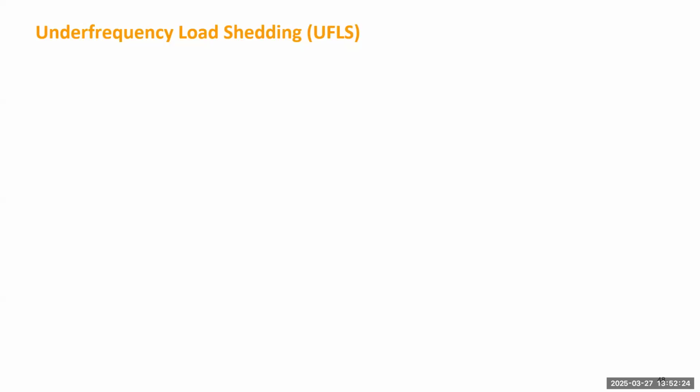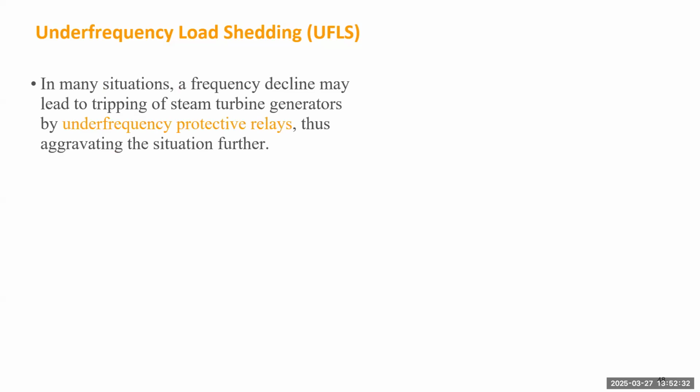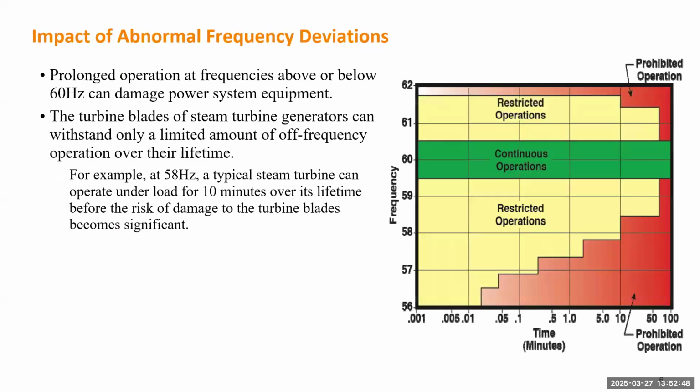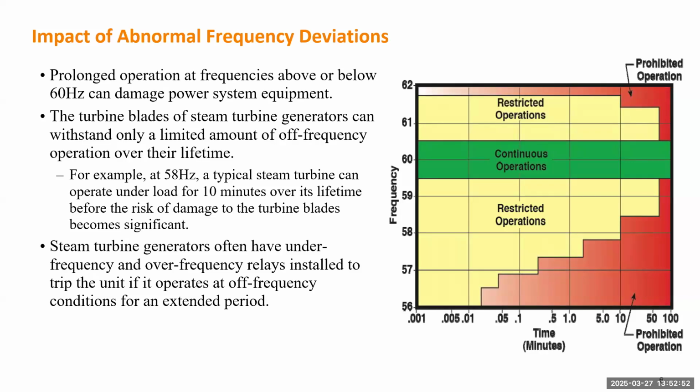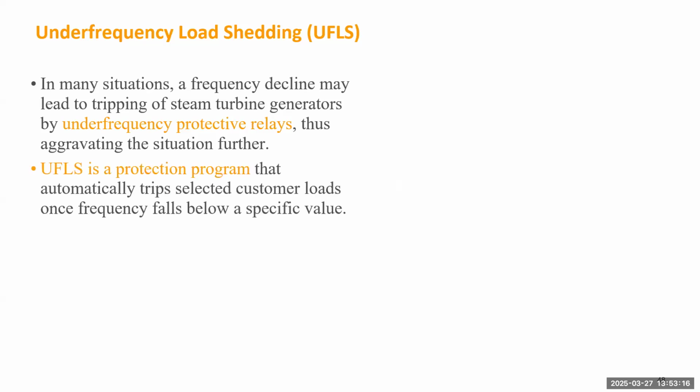So we have to introduce another way to regulate or control frequency, which is under frequency load shedding. In many situations, a frequency decline may lead to tripping of steam turbine generators by under frequency protective relays. Remember at the beginning we showed a chart indicating the integrated time for each unit to operate in abnormal frequency conditions. Each unit has protection depending on the real-time frequency and the duration, and it can trip the unit, which is good to protect the unit, but definitely bad for the system because that can make the situation even worse. Such protections are called under frequency protective relays. They can also be over frequency relays.